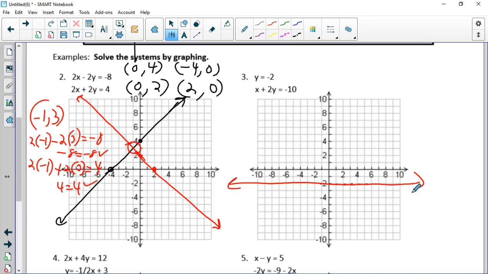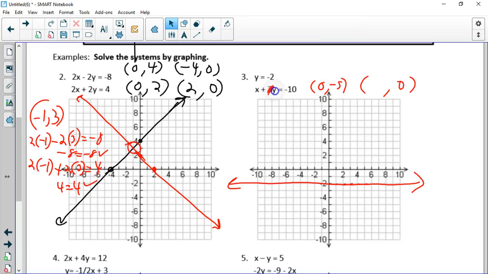X plus 2y equals negative 10. I'm going to plug in 0 for x. Plug in 0 for y. So cover-up method, 0 for x. Negative 10 divided by 2 is negative 5. Cover-up method. X equals negative 10. So, 0, negative 5, right here. Negative 10, 0, right there.